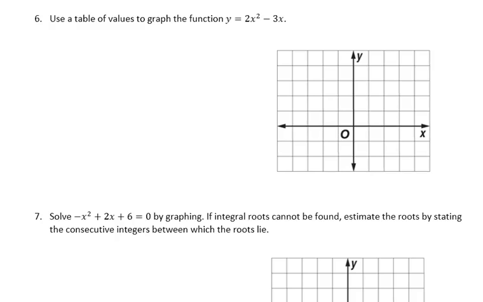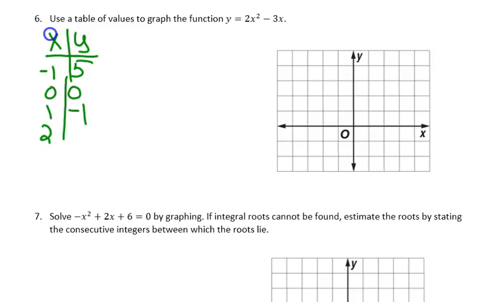You plug that into your calculator, you're going to get a table of values. So it's kind of up to you which ones you choose to use. I'm going to show ones that I know for sure fit on the graph. So (-1, 5), (0, 0), (1, -1), (2, 2), (3, 9), and then I think that'll be about it.